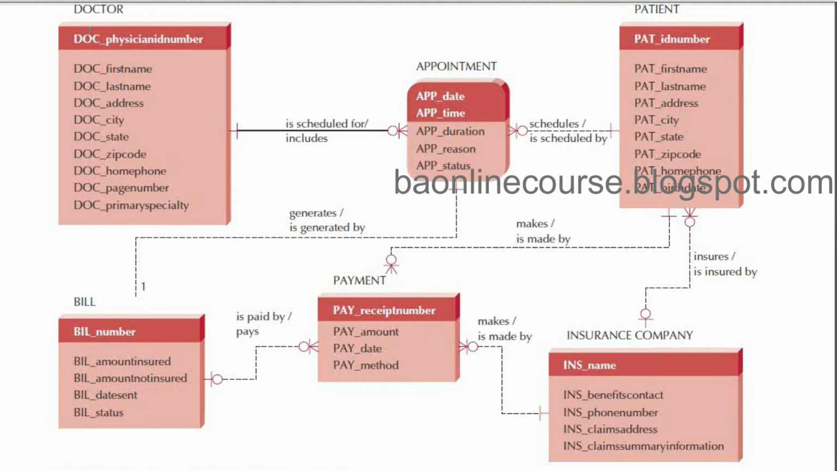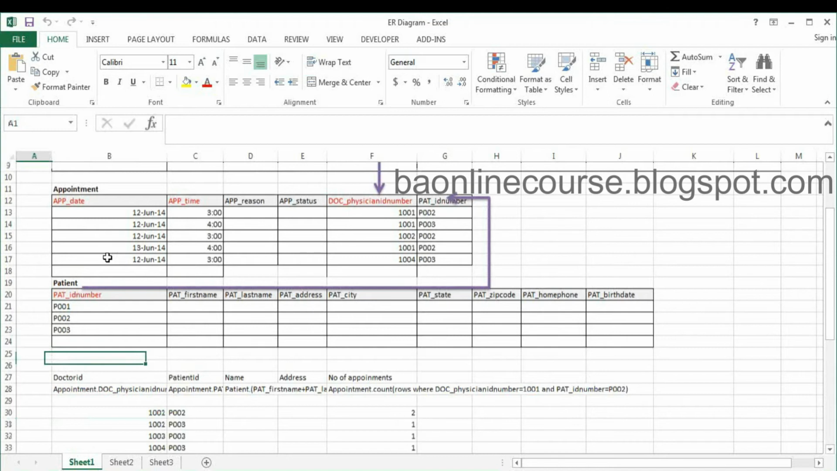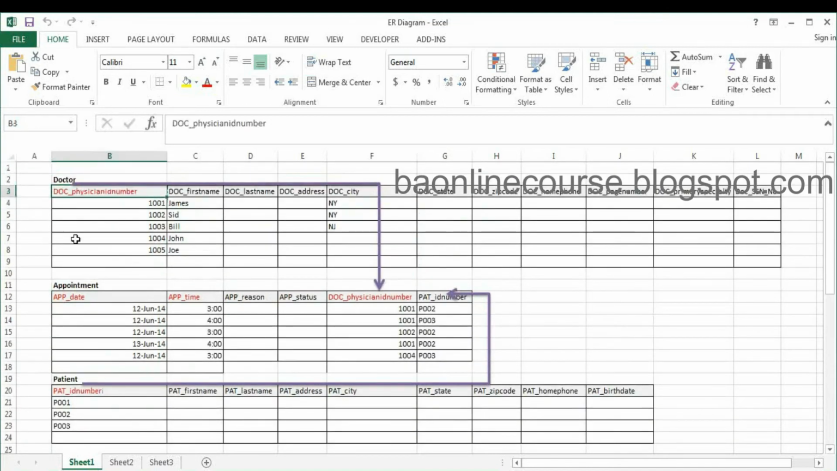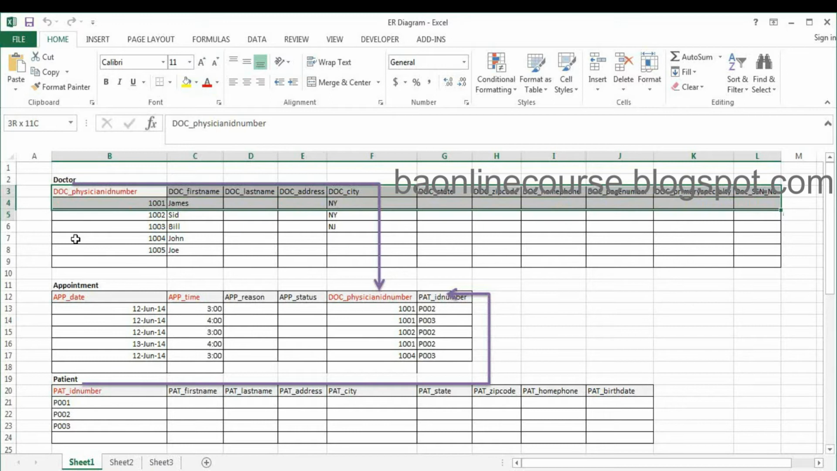So it's nothing but a table of information that you're storing. If you look at it, each entity is nothing but a table, and all your attributes would be the columns. Whenever a new doctor comes in, you'll add a new record. Another doctor comes in, you'll add another record. The third doctor comes in, you'll add another record.